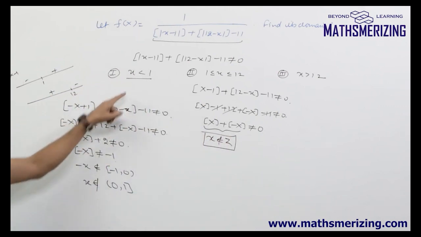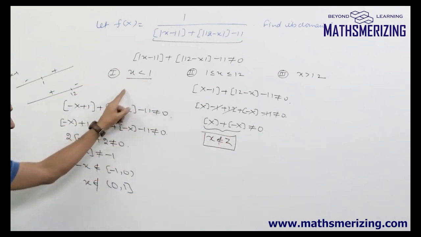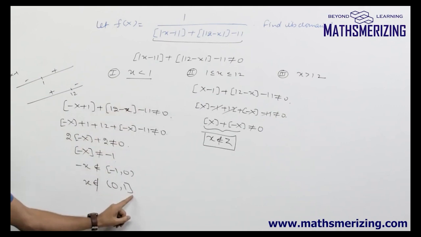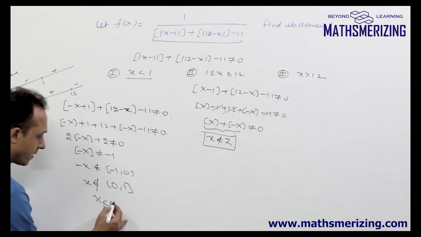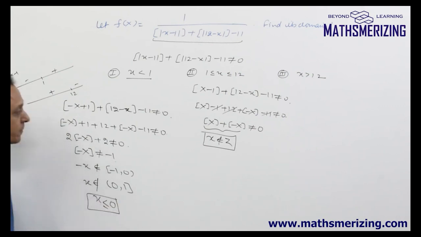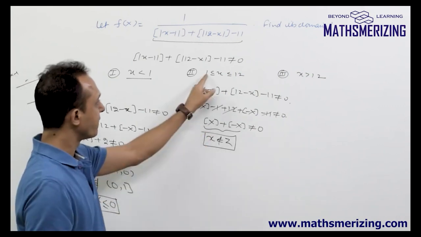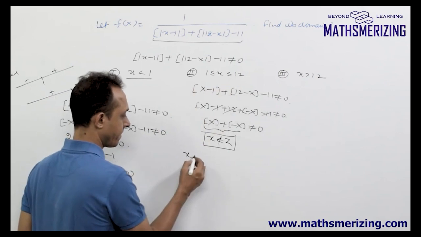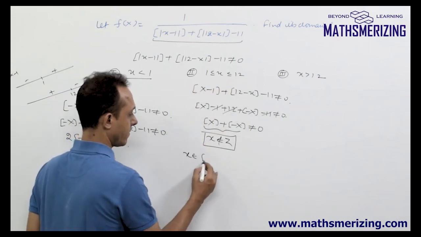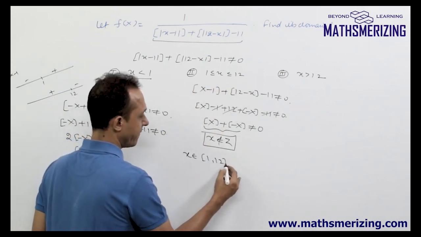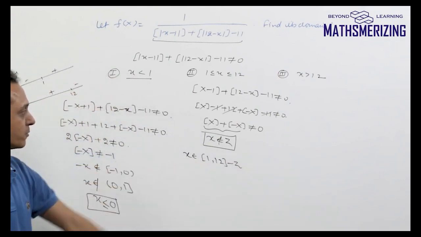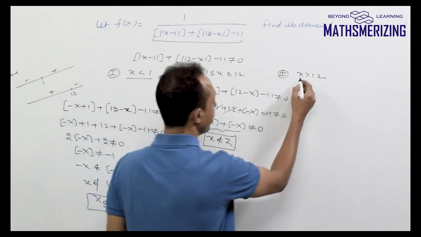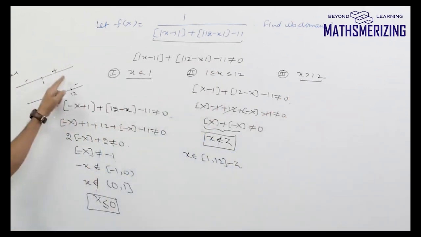So from the first case, I'll get x should be less than 1, but should not lie between 0 and 1. So from here I can say the value of x is simply less than or equal to 0. Here I'll get all the values of x between 1 and 12, except all the integral values, that is 1, 2, 3, 4, up to 12. And for the third case, when x is greater than 12, this is positive and this is negative.